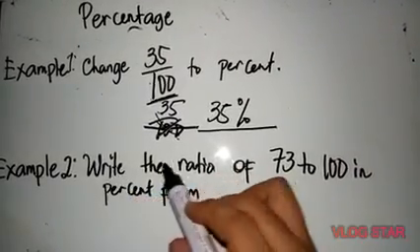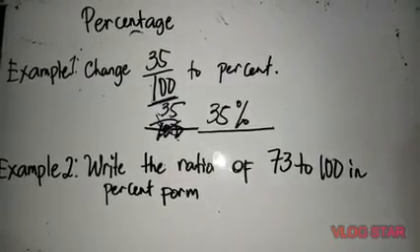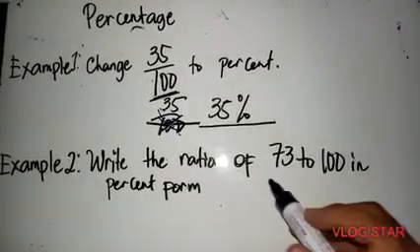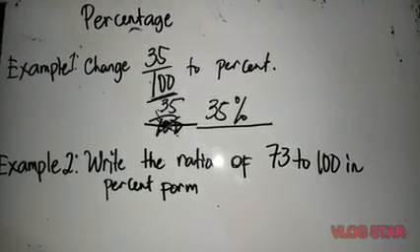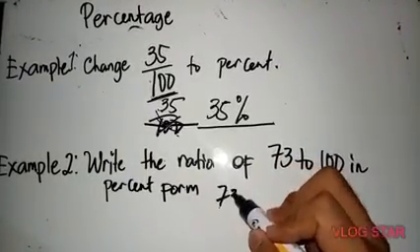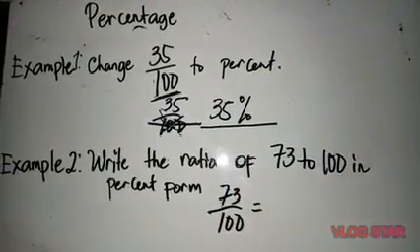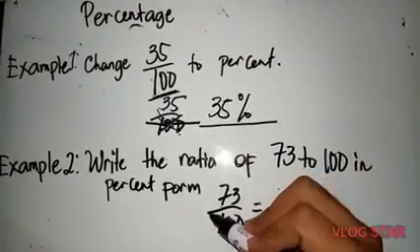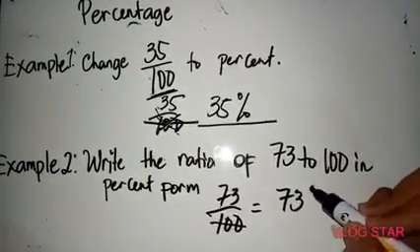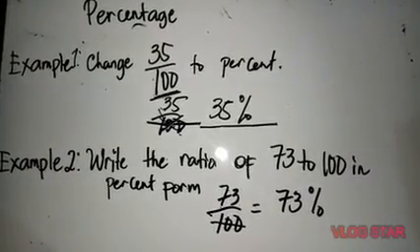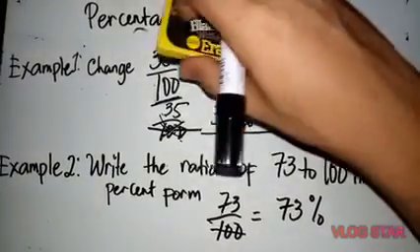35%. Next is write the ratio of 73 to 100 in percent form. The first thing that we're going to do is to write this ratio as a decimal fraction. So 73 to 100, then do the same: cancel the denominator, copy the numerator, and add the percentage sign. So what if the question is like this one?